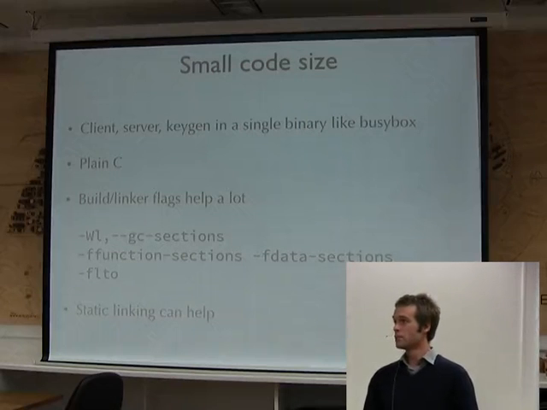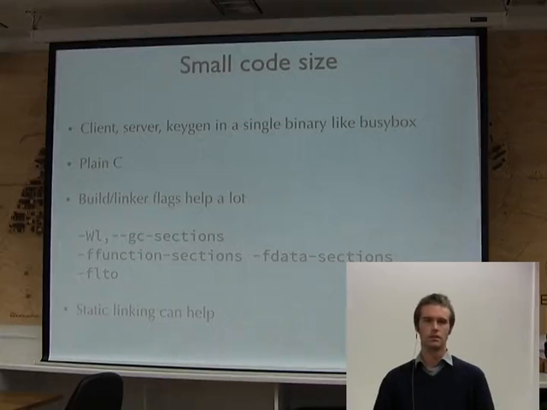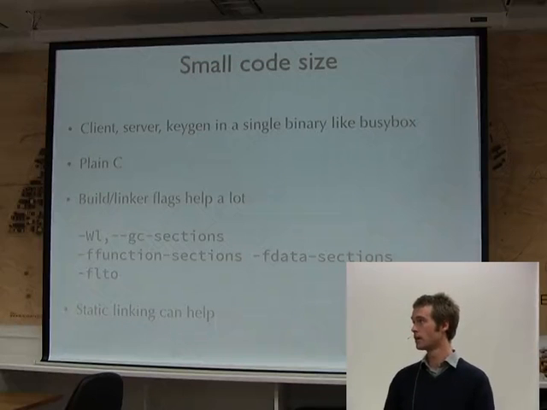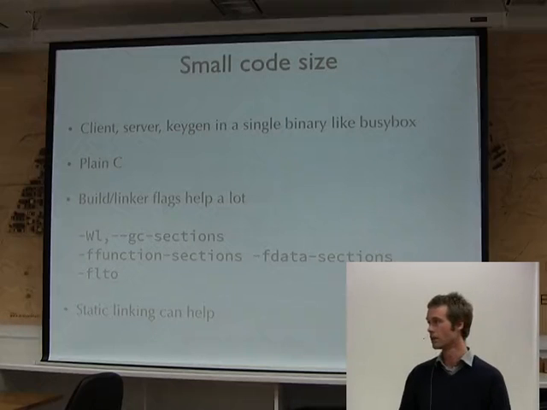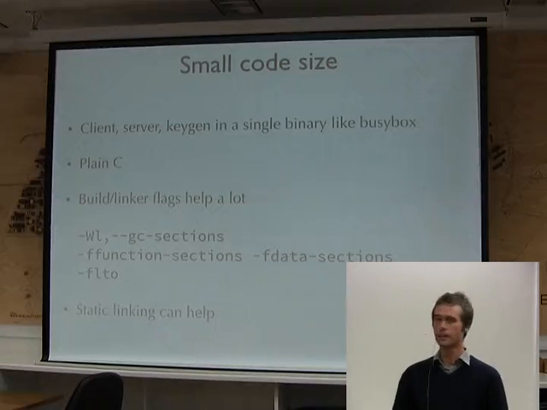So being in plain C helps. Exception unwinding and things like that in C++ would be a problem for code size. And also, there's a lot of stuff that gets included that you don't really need, so linker flags can help with that. It depends on your compiler and what distro you're using. Static linking, I was surprised, but recently someone statically linked, and that was actually smaller. I think their symbol tables were giant or something.